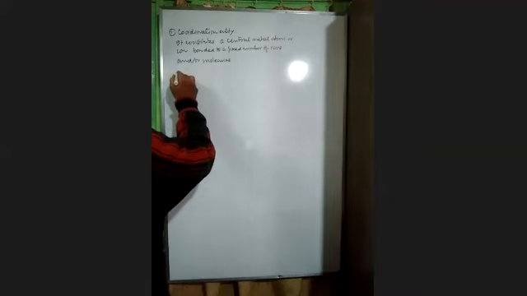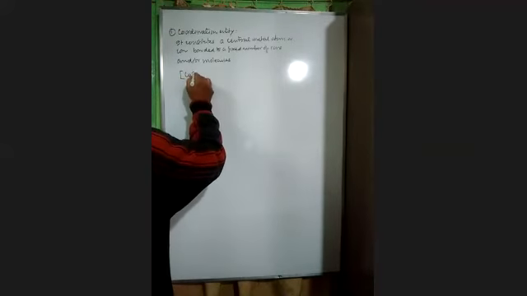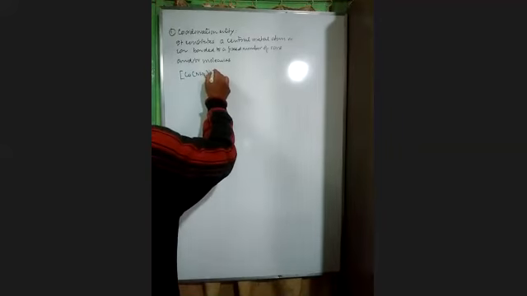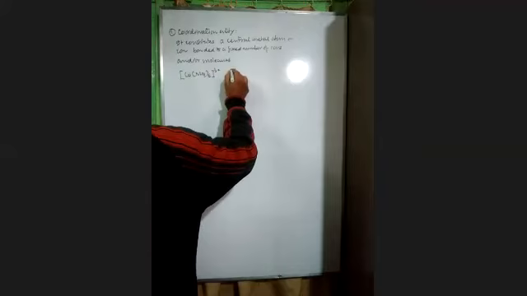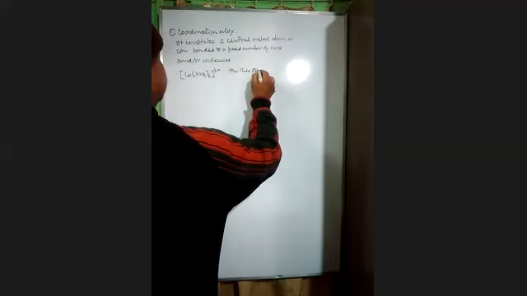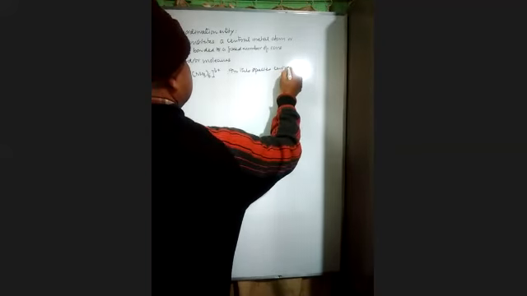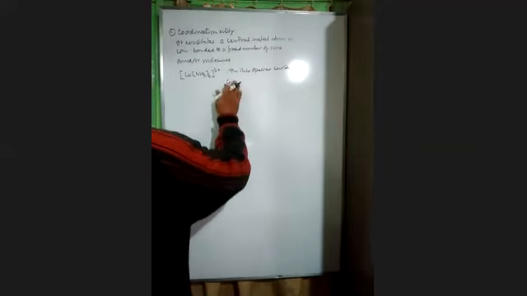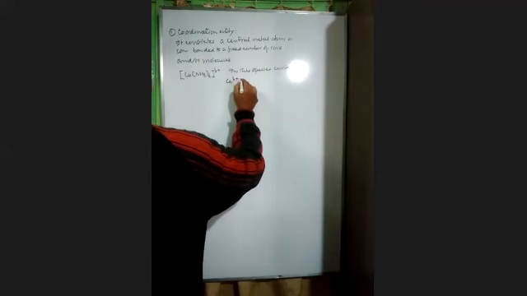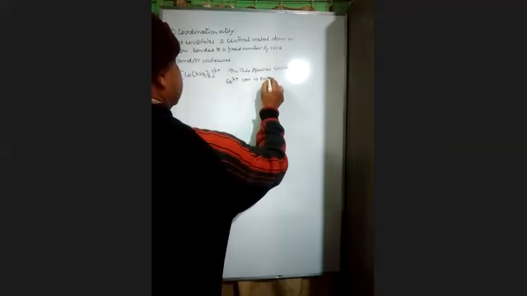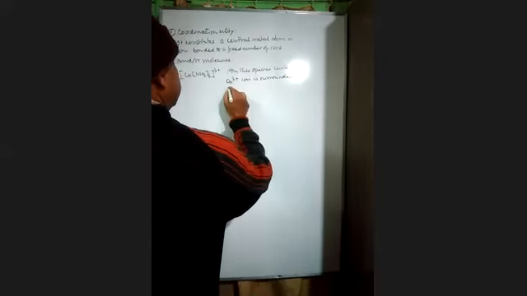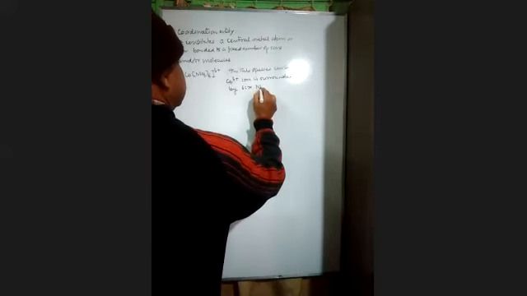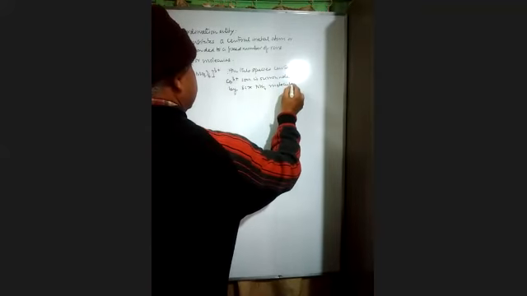Okay. Example, this. In this species, the central cobalt 3 ion is surrounded by 6 ammonia molecules. Okay.